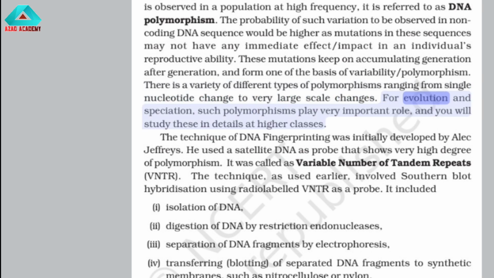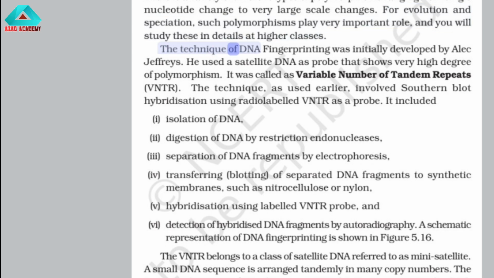For evolution and speciation, such polymorphisms play a very important role, and you will study these in detail at higher classes. The technique of DNA fingerprinting was initially developed by Alec Jeffreys. He used a satellite DNA as a probe that shows a very high degree of polymorphism. It was called variable number of tandem repeats, VNTR.